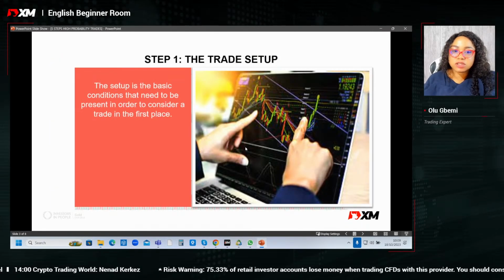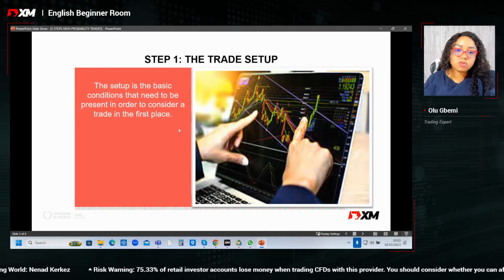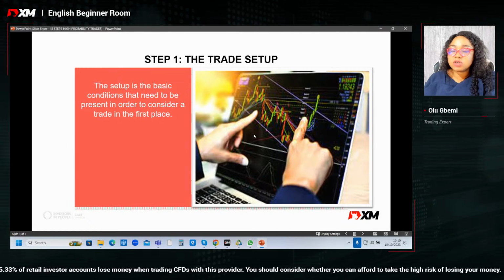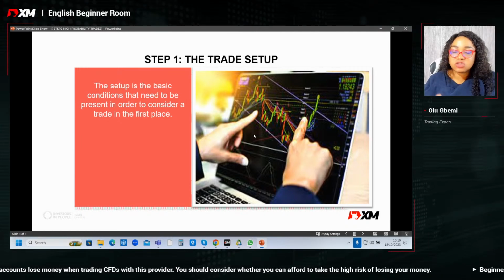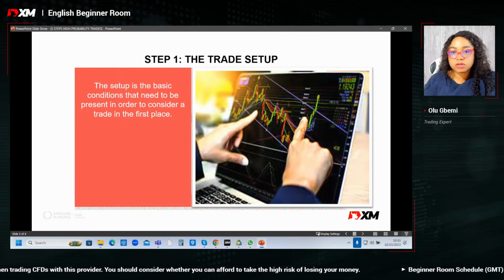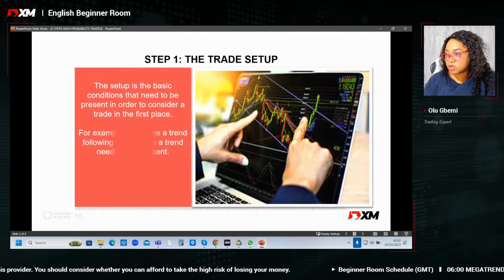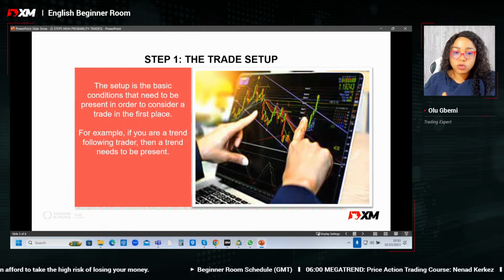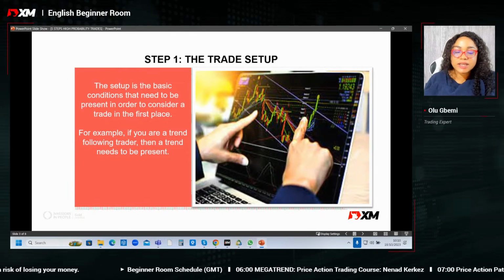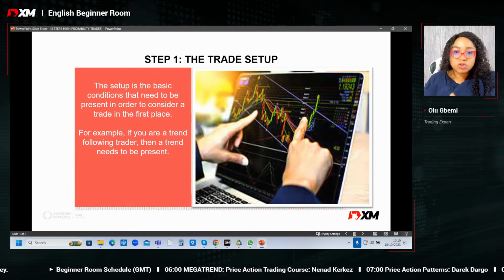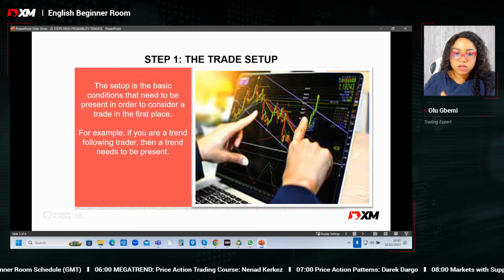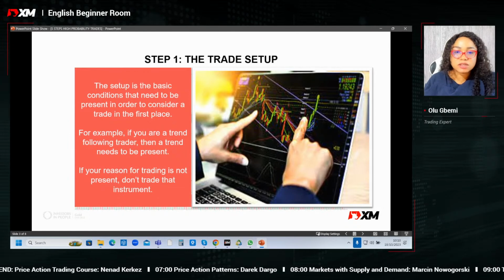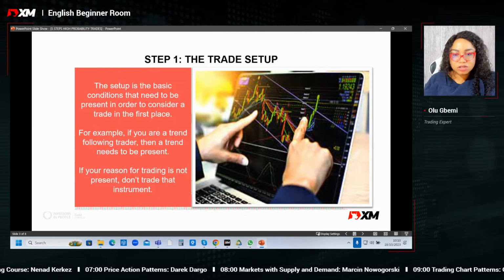The first one is my setup. The setup has to be the basic condition that has to be present in order for me to consider the trade in the first place at all. So if I am someone who loves to trade using trend, I love to follow trend, what do I do? Then a trend has to be present before I trade. Okay. If my reason for trading is not present, I'm not going to trade that particular instrument.